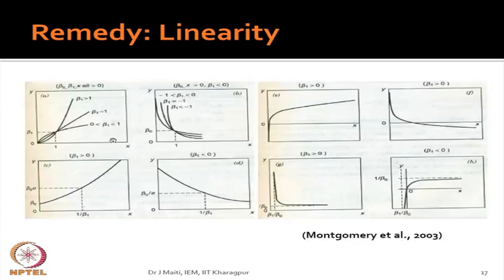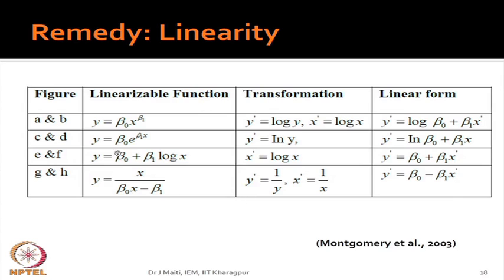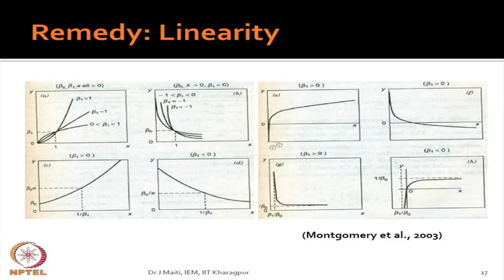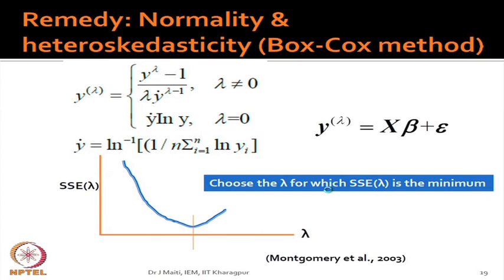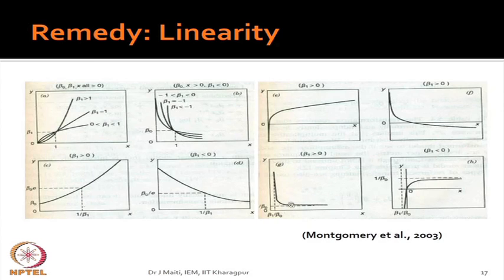And if your figure is like C and D, either curvilinear increasing or decreasing, under this condition your linearizable function is y equal to beta 0 e to the power beta 1 x, and your transformation is only on y, that y dash is log y, and then the linear form will be like this. If your data is like E and F, then you go for y equal to beta 0 plus beta 1 log x. That means you are transforming x into log x, and you will be able to get a linear relationship.